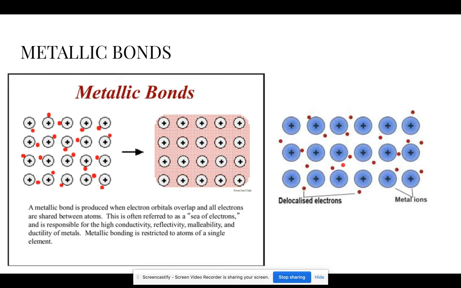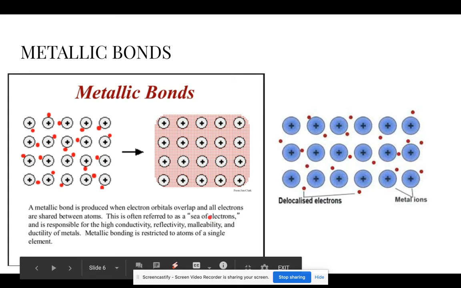Next up we have metallic bonds, and if you can guess, it's between metals. What happens is that we have our metal ions, and they're all kind of floating around here, and then we have our electrons, and they're all kind of coming together in this sea of electrons. That's what it's referred to for metallic bonds, and this is responsible for high conductivity, and it makes metals really malleable, and it's just perfect for when you want to do these sort of things with metals.